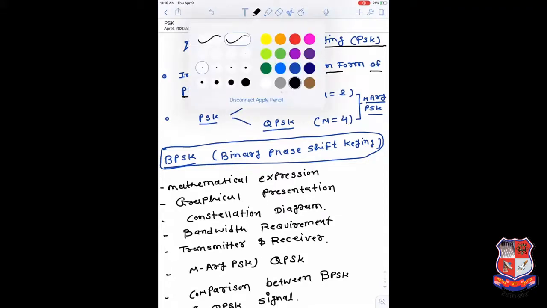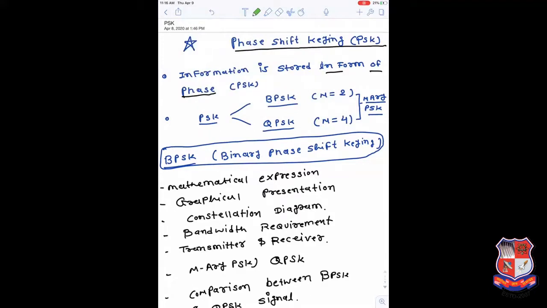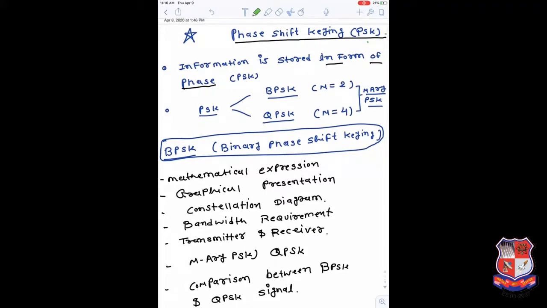One of the very important applications of phase shift keying is the CDMA system, which is simply known as the code division multiple access system. In the CDMA system, the key modulation scheme is QPSK, and QPSK is a part of phase shift keying. So here the information is stored in the form of a phase.